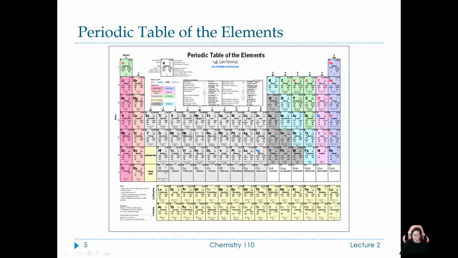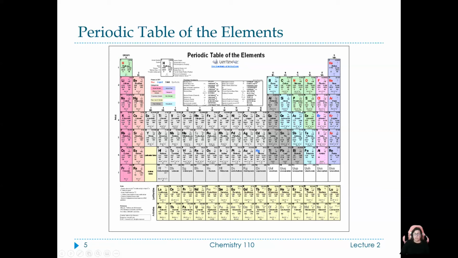These are our metalloids. So they exist in this gray section and in this blue section right here. Those are all considered metalloids because they have properties of both metals and nonmetals. Our nonmetals are these things over here. So carbon, nitrogen, oxygen, phosphorus, sulfur, selenium, all of our halogens, and all of our noble gases. So those are our nonmetals.